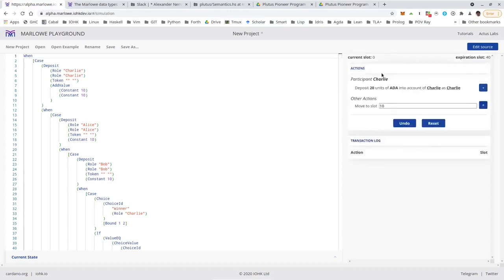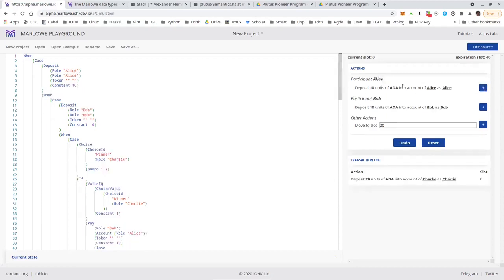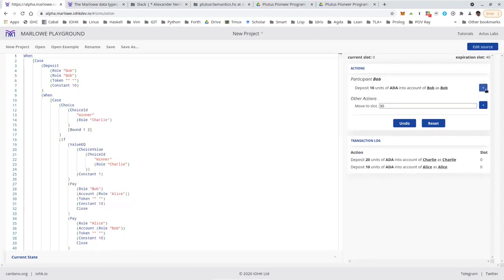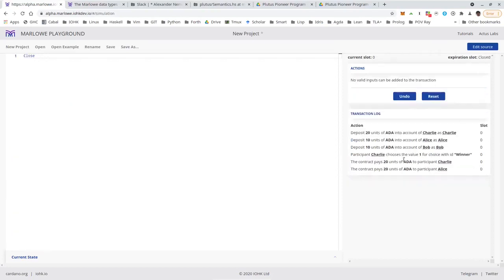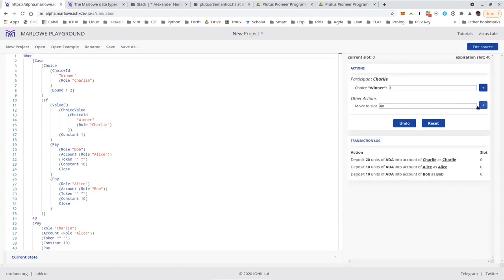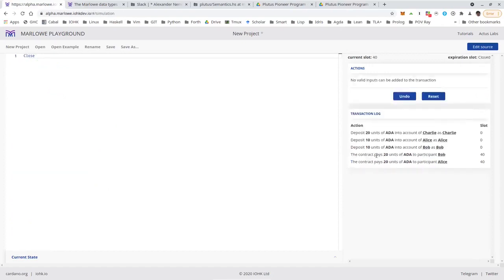So in the very beginning, Charlie is supposed to put down 20. Then it proceeds as usual. So if all goes well, Alice and Bob both put down 10 and Charlie makes his choice. For example, for Alice, then as before, Alice gets the 20 and Charlie gets his original deposit back. But if Charlie does not make a choice and the deadline is reached, then his 20 are split amongst Alice and Bob, so Alice and Bob both end up with 20.